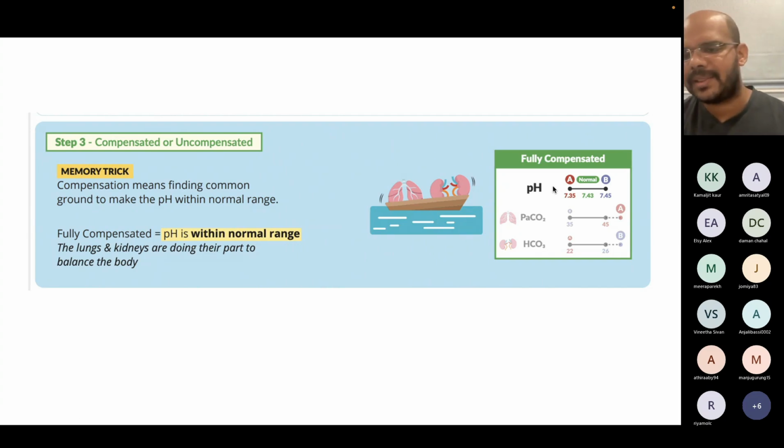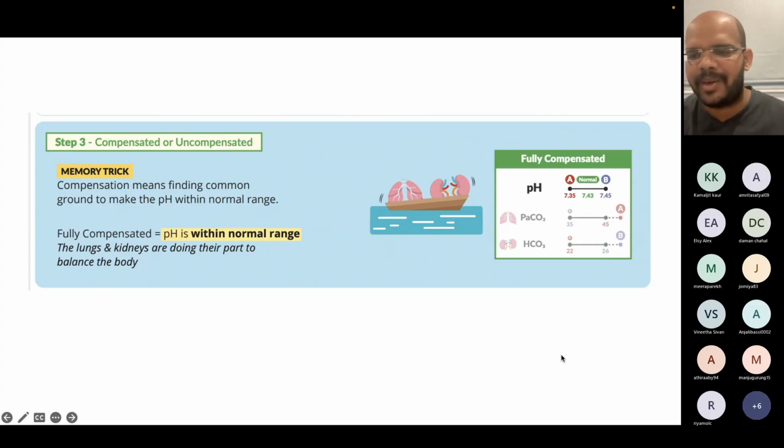Now what happened? Your kidney recognized that, oh my God, my body's pH is having acidosis. So what I will do, I will increase the bicarb level. So when I increase the bicarb level, what happens? The blood goes into the alkaline state. Slowly you can see the pH of the blood coming back to the normal range. That is why in fully compensated, you can see pH normal and the other two values abnormal.